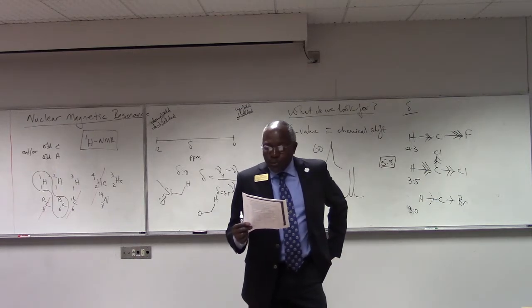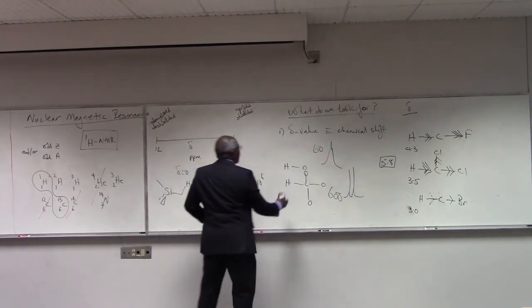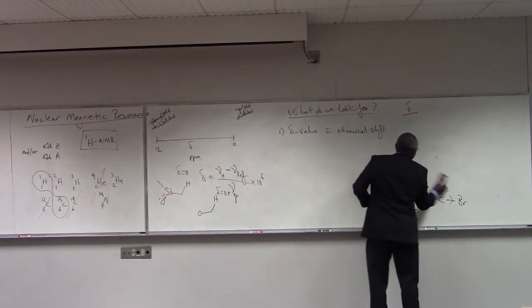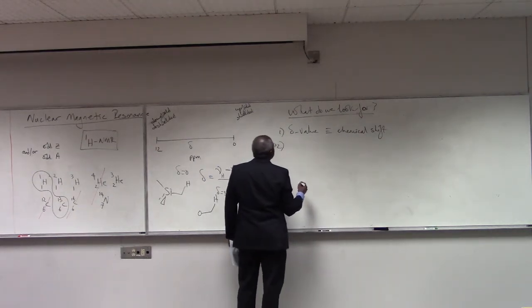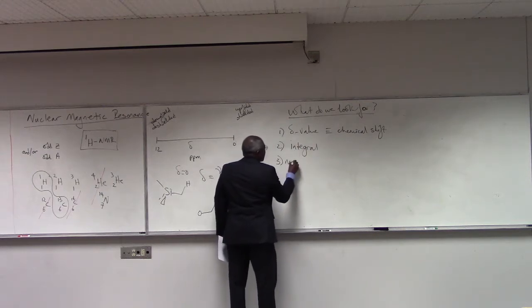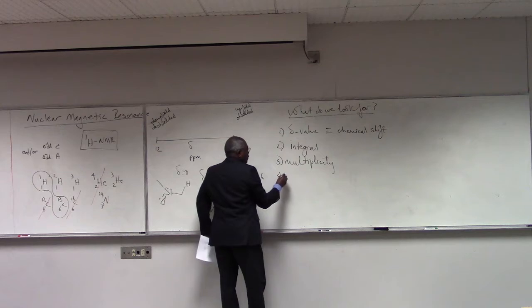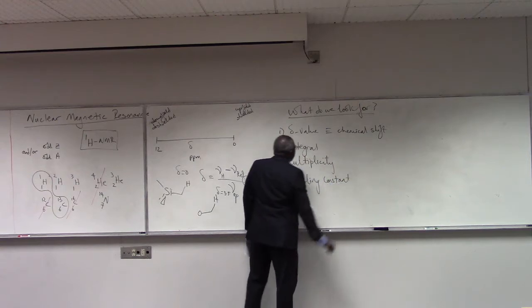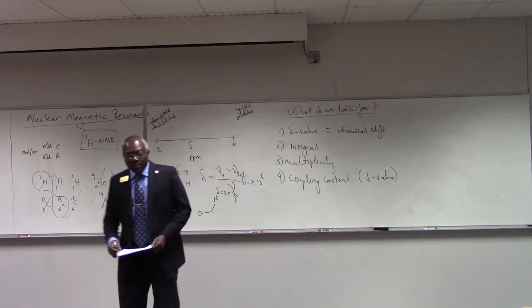Okay, so yeah, let me add something else here. So the chemical shift is one of the things we look at, and I'm going to come back to this. 2, we look at the integral. 3, we look at the signal multiplicity. And 4, we look at the coupling constant, which is also called the J value. So there are four things we typically look at in an NMR spectrum.